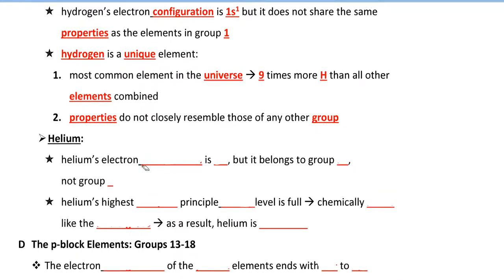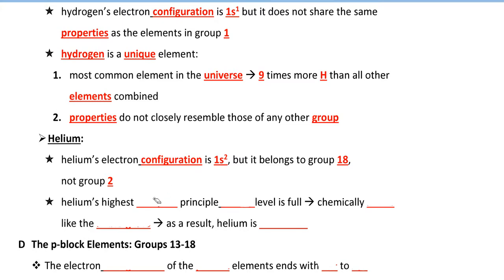The second exception we'll look at is helium. Helium is a little less exceptional. The one thing you'll notice about helium is that its electron configuration is 1s2, but it doesn't belong in group 2, which all the other elements that end in s2 are in. This is the only one that's not. It belongs to group 18, not group 2.